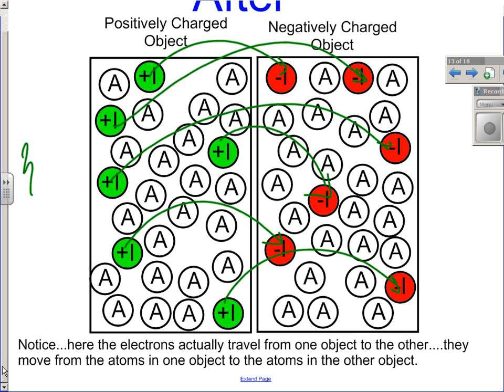All right, and the comment here is kind of the same. Notice, again, the electrons are actually traveling from one object to the other. They're going from the atoms in the left object into the atoms in the right object.